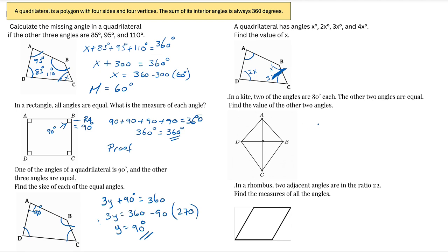But what do we know? Regardless of all of that, what do we know? We know that it equals what? 360. So we know it equals 360. So we are now going to do our equation. Do 2x plus x plus 3x plus 4x. And we know it equals 360.